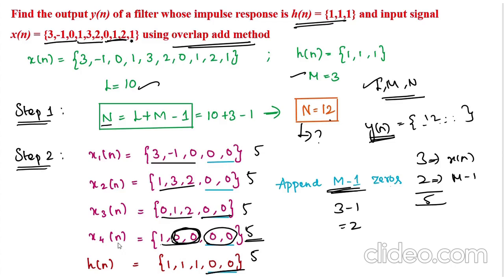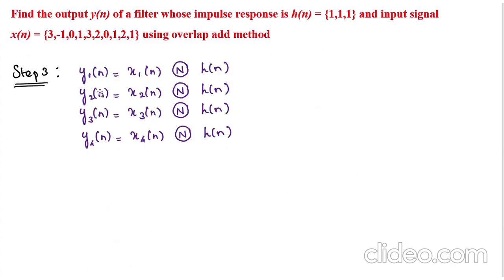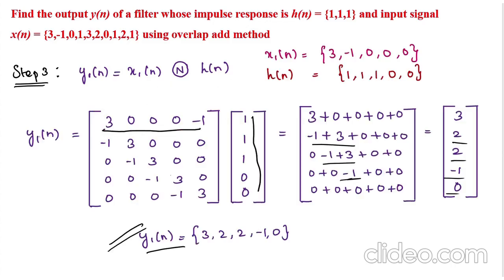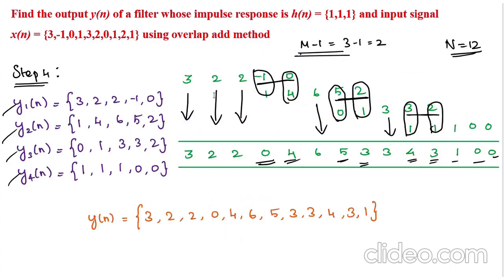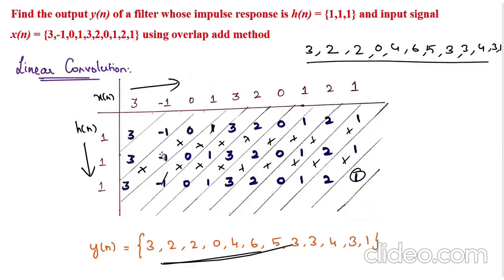And finally, you will be circular convolving all the x1 of n's with h of n, and you will end up with y1 of n, y2 of n, y3 of n, y4 of n. Now we will be overlapping and placing all the y of n's such that M minus 1 terms overlap, and you will be adding the terms. After that, you will be considering only 12 terms from the set.